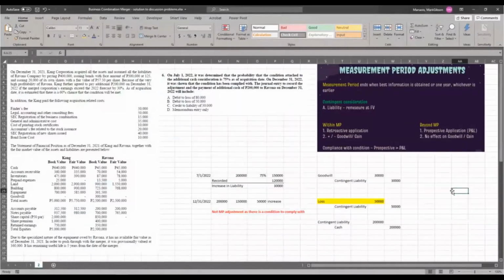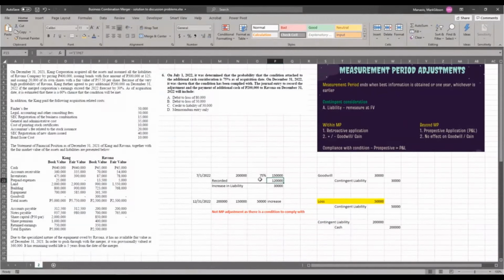Yan. Dahil pasok siya sa measurement period, so we have to apply this rule. So retroactive application and it will impact goodwill or gain. No? So ang nirecord natin kanina, 120,000. Paano nga yun? So that's 200,000 multiplied by 60%.